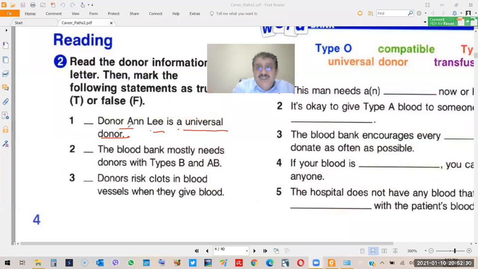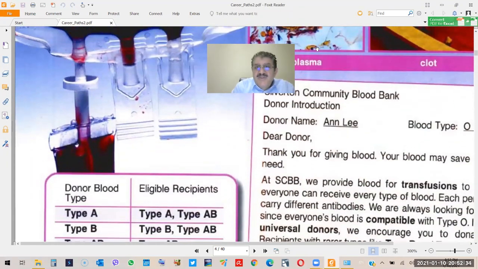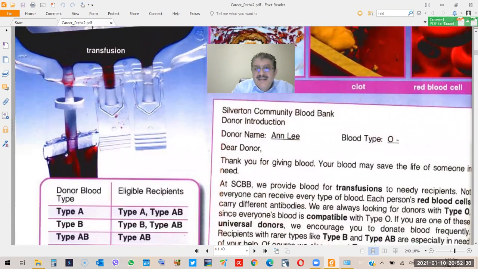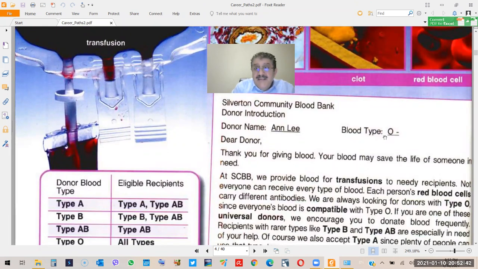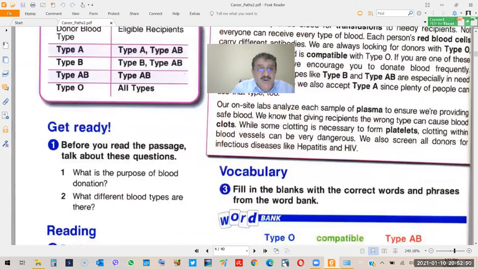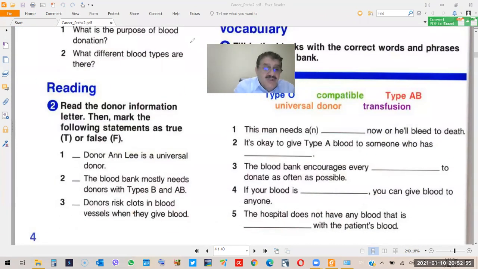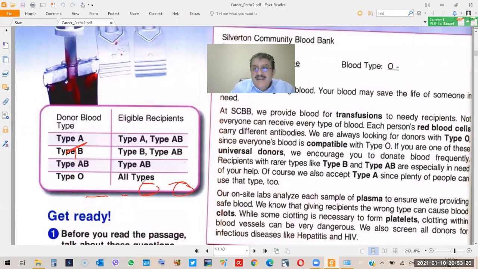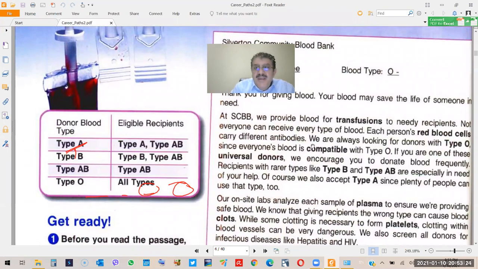So if we go to the passage here, it says donor name Ann Lee, blood type O. So his blood type is O. So this is a universal donor. So that means the first answer is true. Okay. The blood bank mostly needs donors with type B and AB. So if we go back to the passage here, if you look at the sentence, we are always looking for donors with type O.